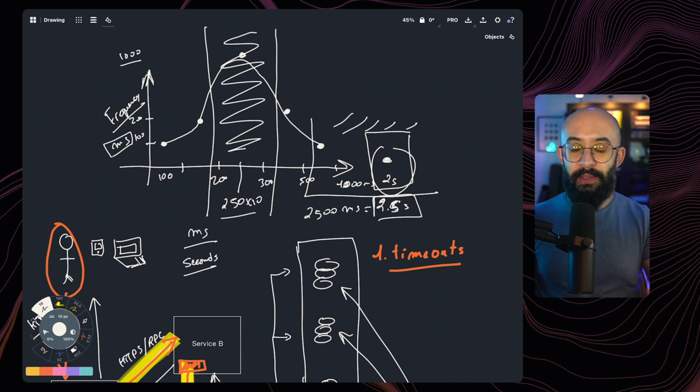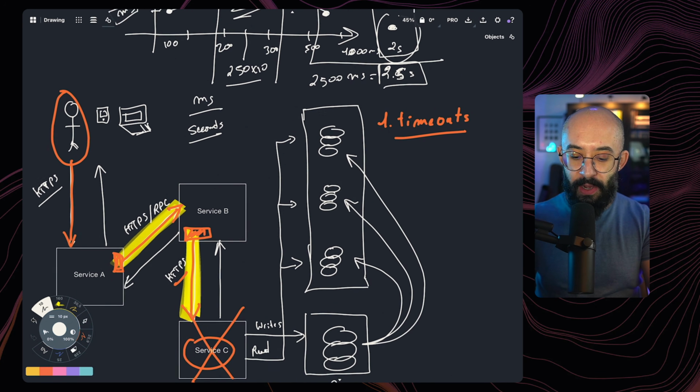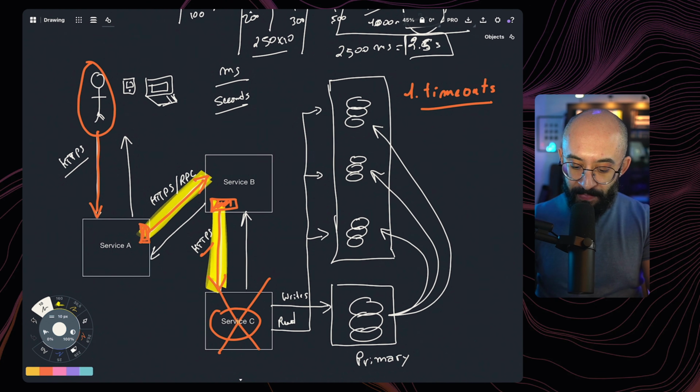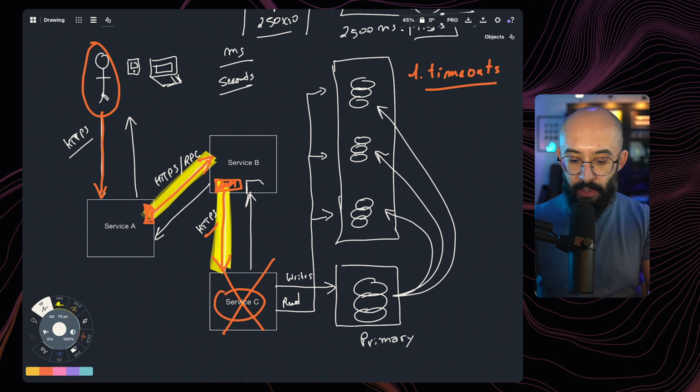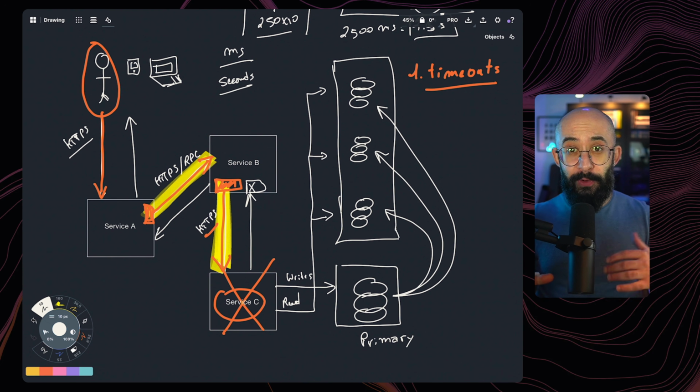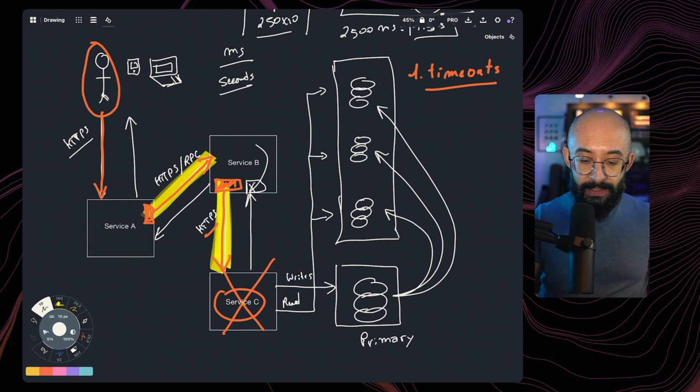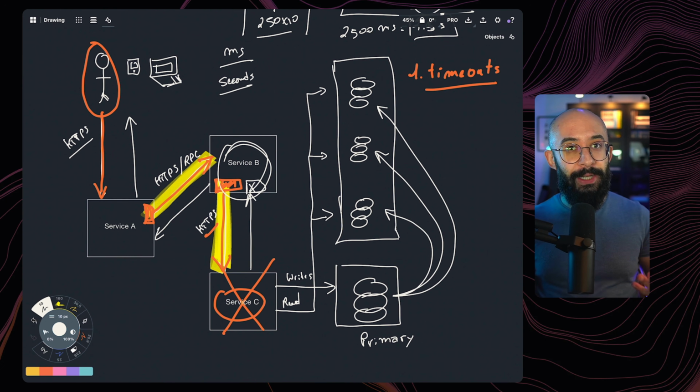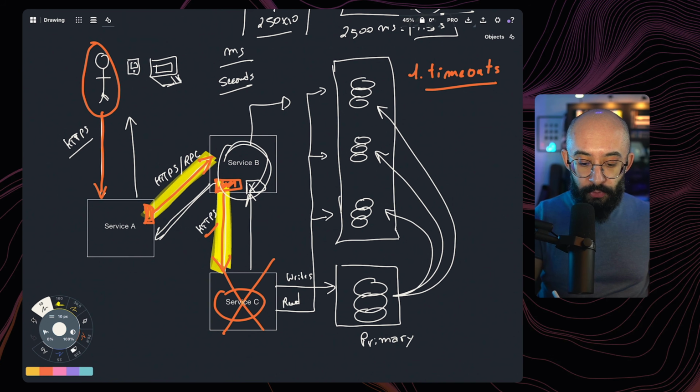Okay, so we figured out the best duration for timeouts. Now what? What does that actually mean? If we implement timeouts on the level of service B, service B is going to be able to figure out when there's something wrong with service C. And when it does that, it's going to be able to make a determination. Do I fetch data some other way? Is there data that I can get from a cache, for example? Or do I just want to fail and then return that failure to service A?